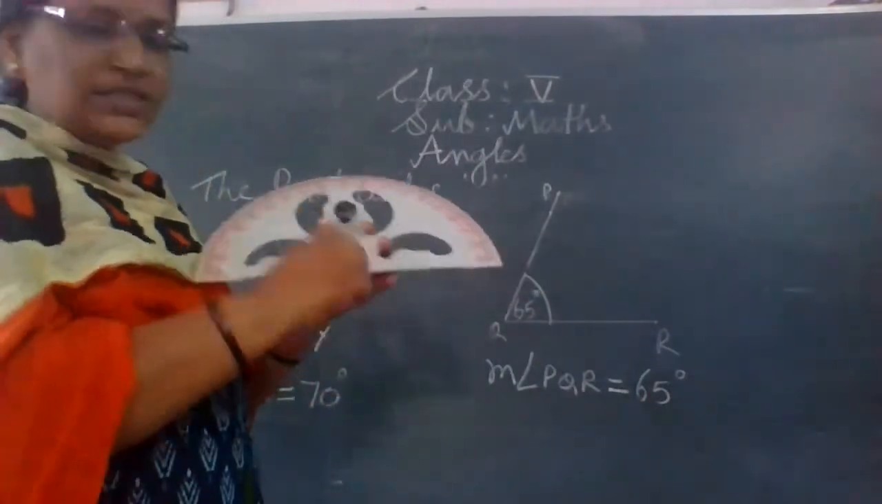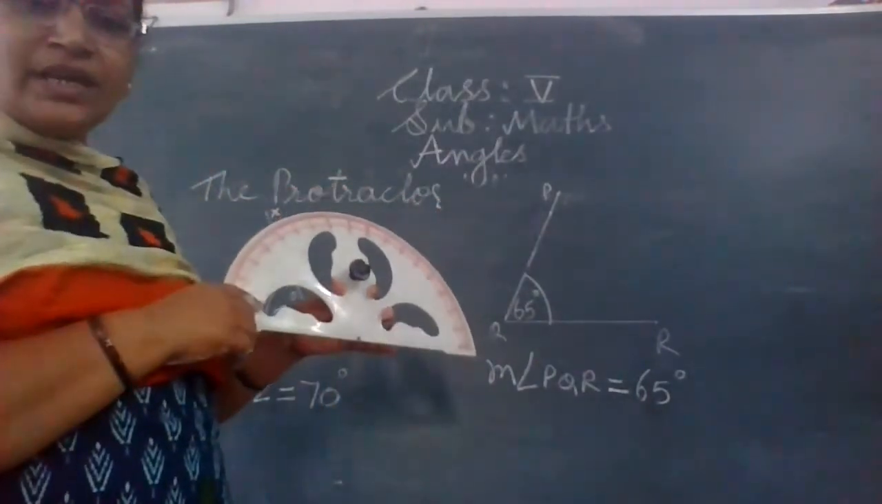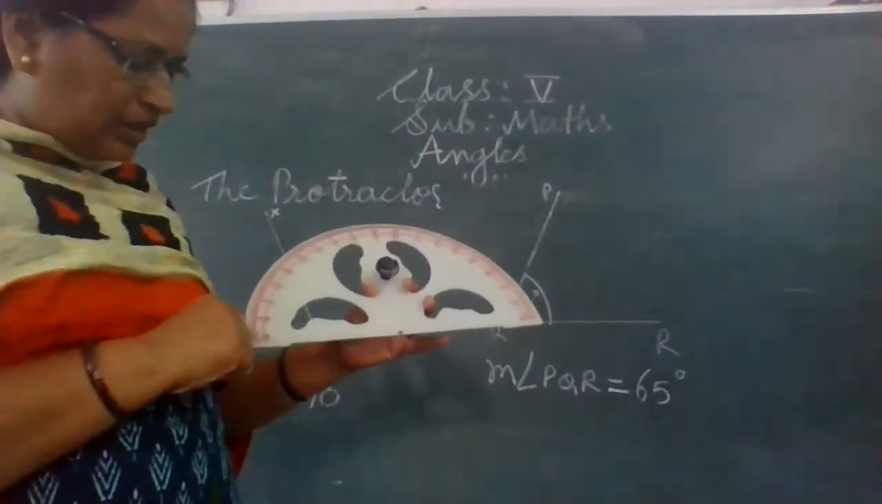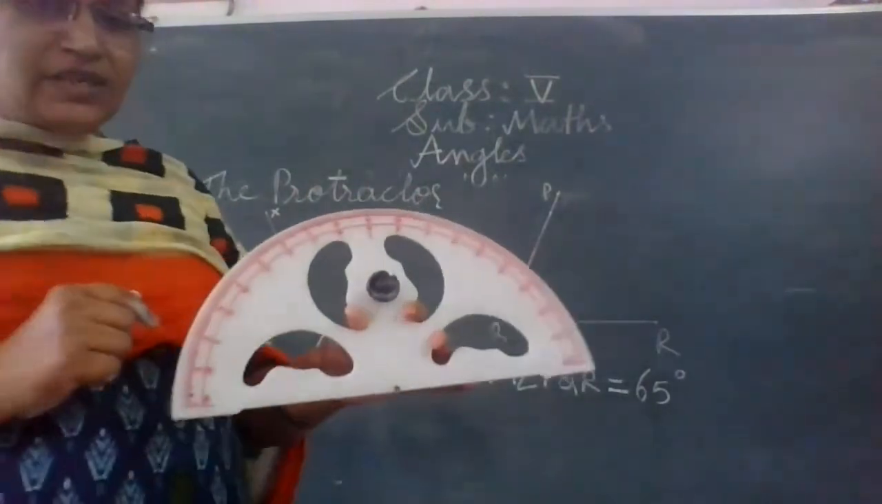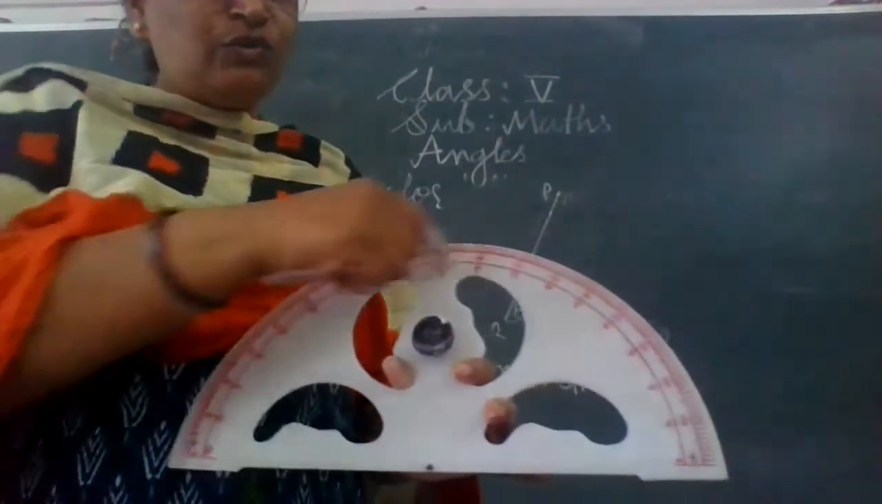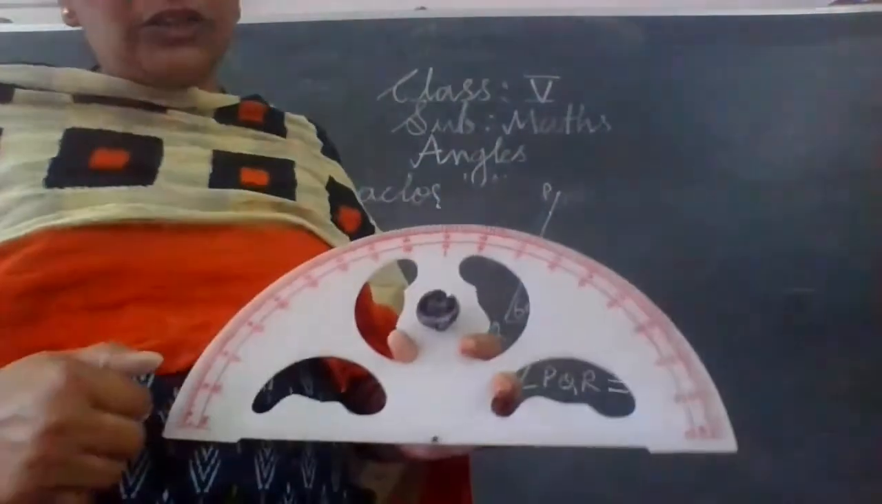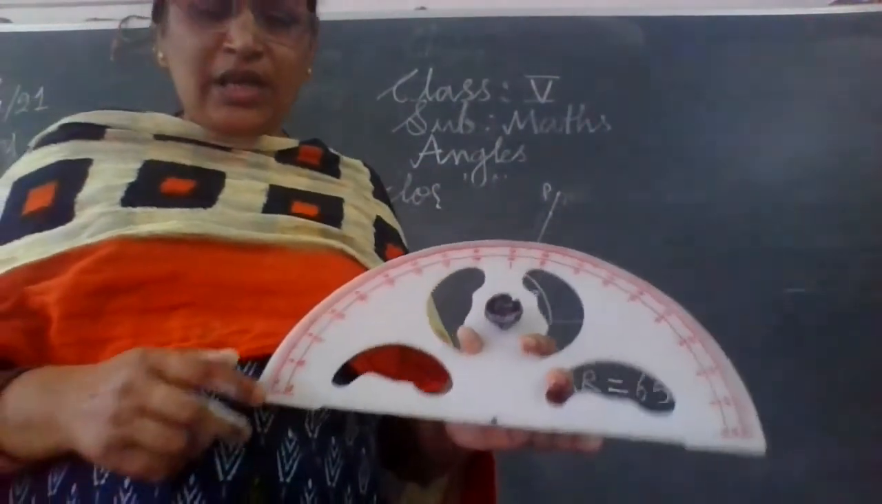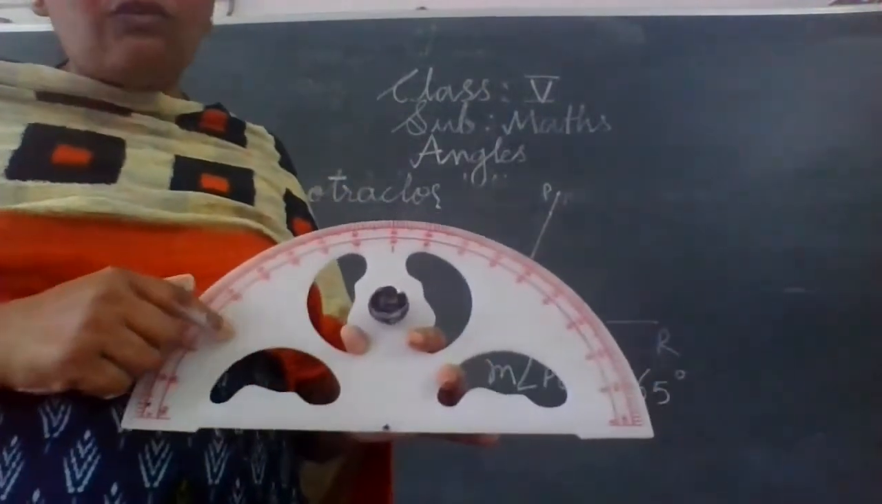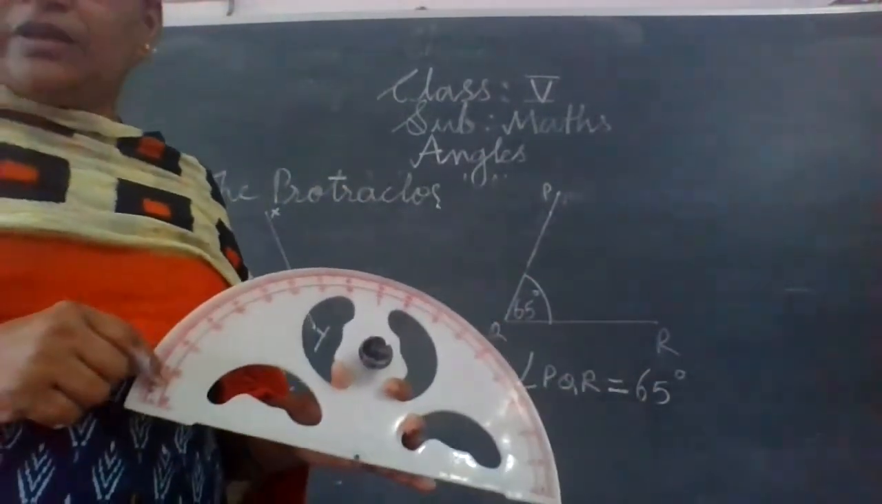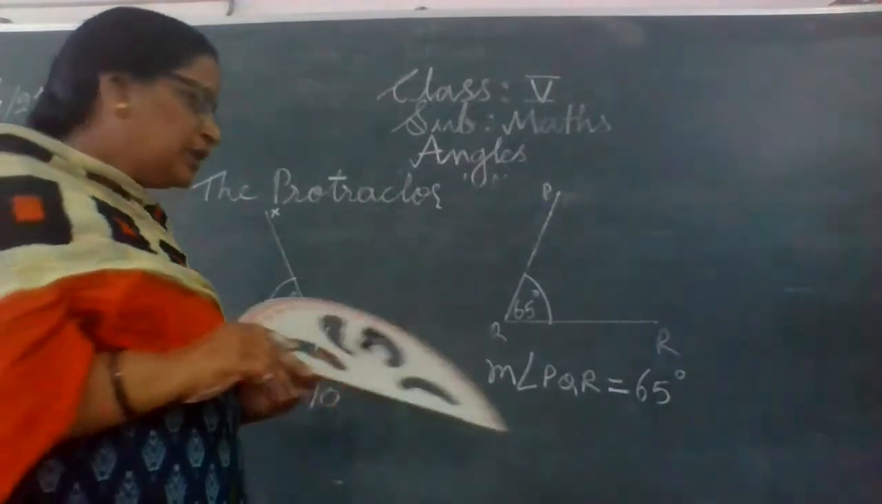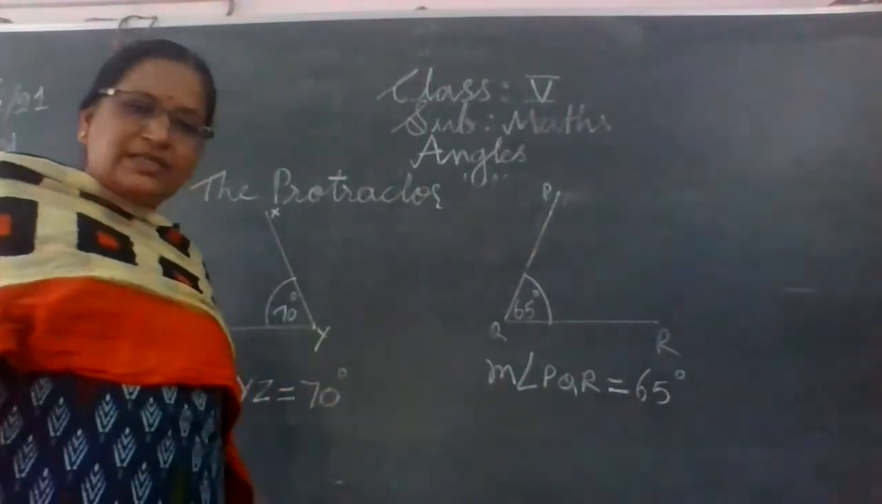So the scale from 0 to 180 is divided into 180 degrees. See beta, the scale is running from 0 to 180 clockwise and again anti-clockwise 0 to 180. Got it? So each part is 1 degree. Got it beta? Okay. So in this way, you can measure an angle.